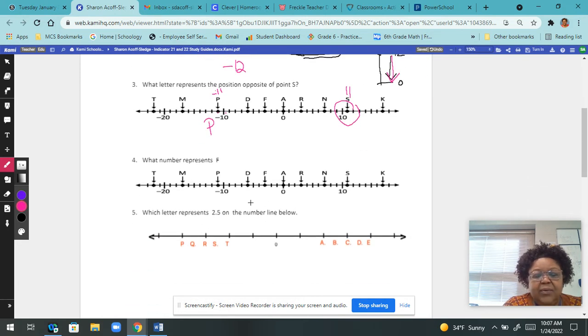What number represents point F? Okay, so here's point F right here. Here's 0. So we're going to the left. So that's negative. I don't know why I did that, but anyway, because it's backwards on the camera, it looks right. So that way. Okay, so negative 1, negative 2, negative 3. So F is negative 3.